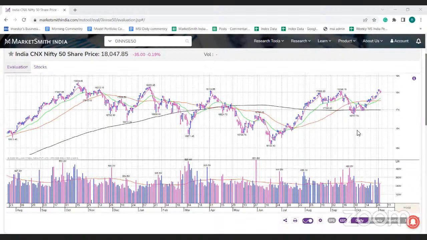So as you can see on Nifty's chart, there has been a very good rally over the last 3-4 weeks. After making a low of somewhere around 16,750 over here, there was a pullback after an initial attempt to reclaim the 50 DMA. So to all the audience, the red line over here is the 50 DMA, the black one is the 200 DMA, and the green one is the 21.